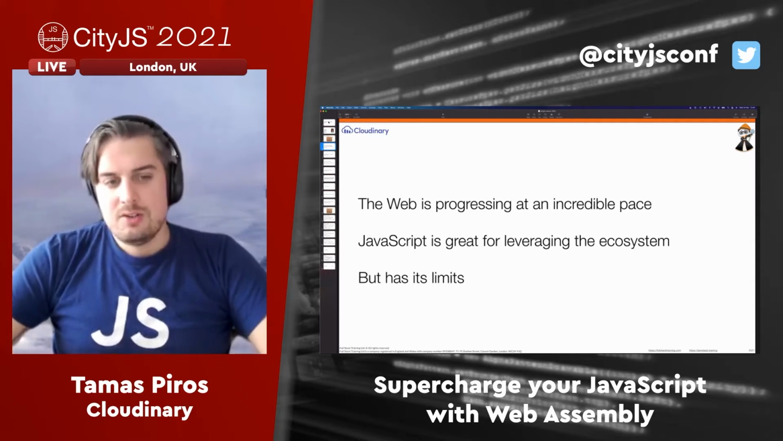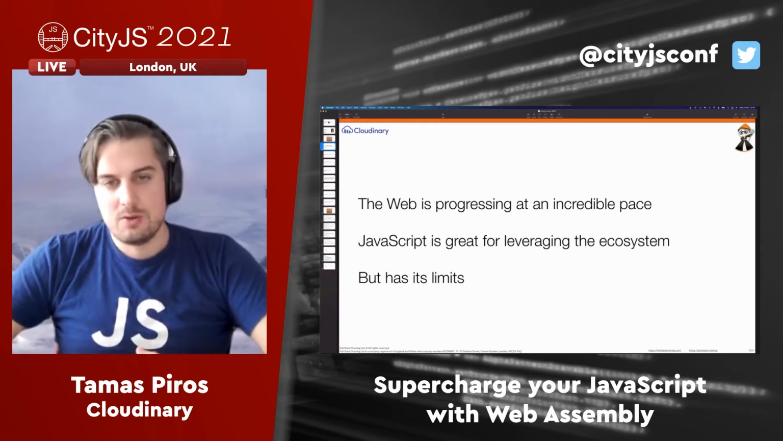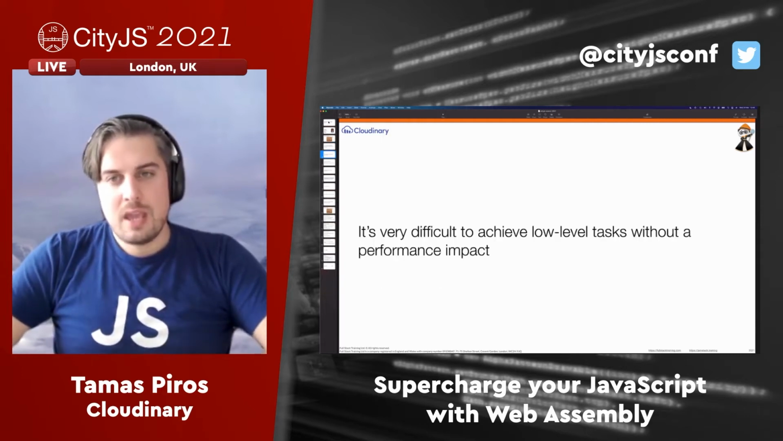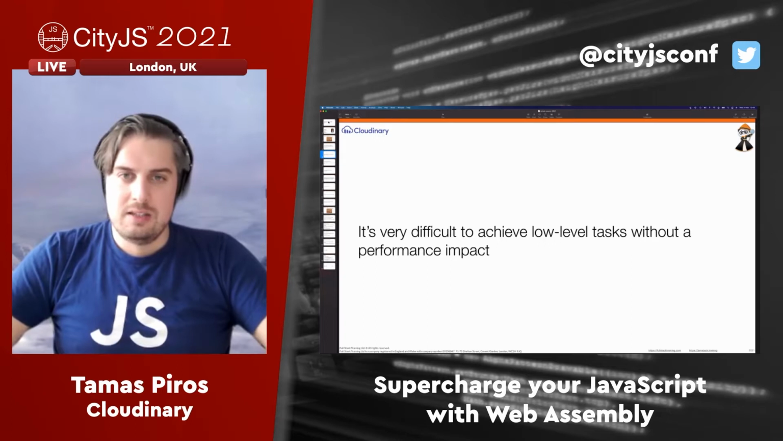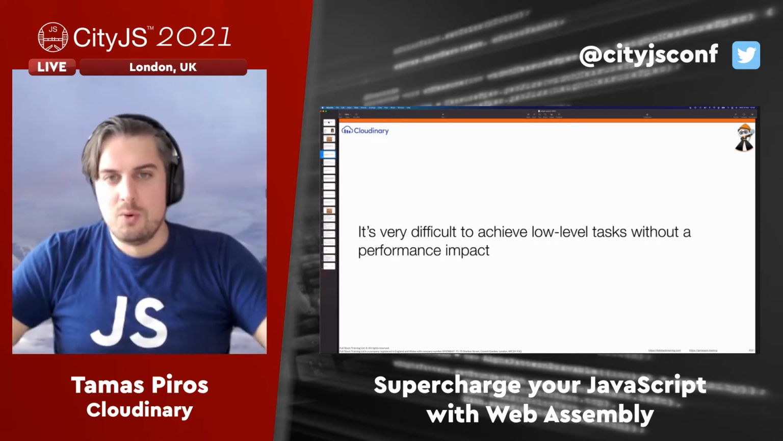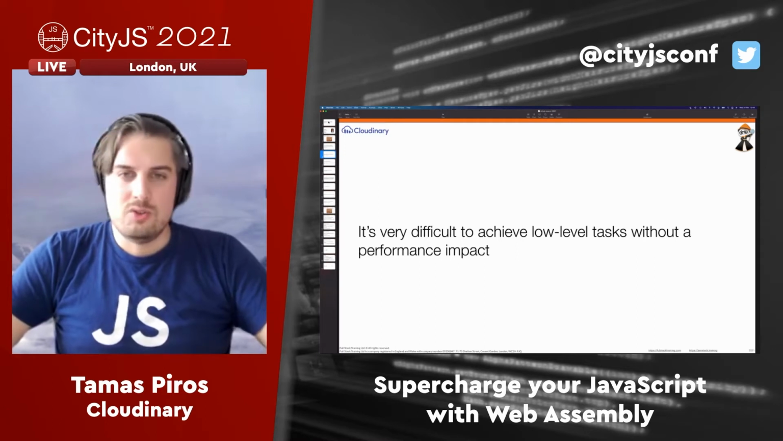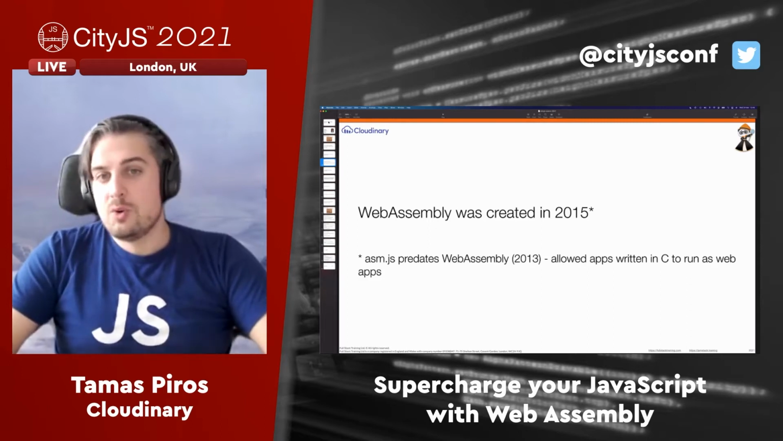But of course, JavaScript has certain limits. It's not very good with things like CPU intensive calculations. It can't achieve very low level tasks because the browser has certain limits as well. Even if you can do something very low level in JavaScript, it is very likely that you're going to be introducing some performance impact inside your application. So you're going to pay the performance penalty for using JavaScript for things that it was not intended to be used for. And in light of this, we can talk about this thing called WebAssembly.